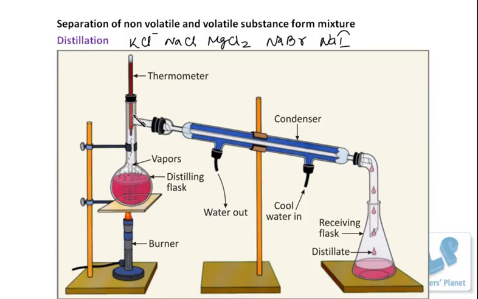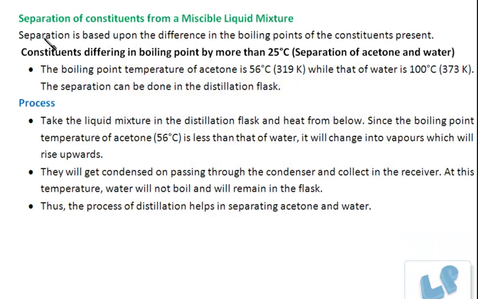I'll show you how it is done. See, separation of constituents from miscible liquid mixture. Separation is based upon the difference in boiling points of the constituents. Right? If there are two liquids, say suppose there is acetone and water, both are liquids, right? They are miscible also. They are forming homogeneous mixture. They both are volatile also. But the difference lies in their boiling point. So this fact can be utilized.